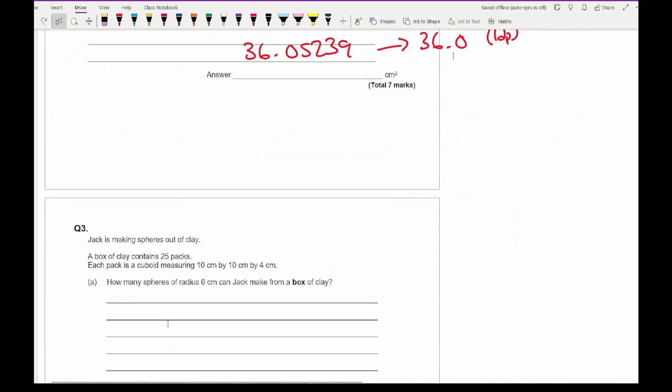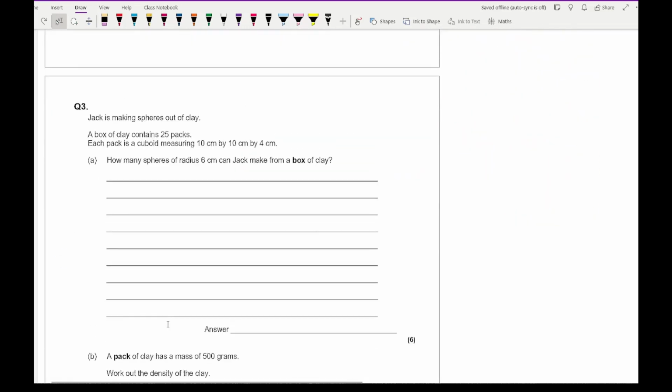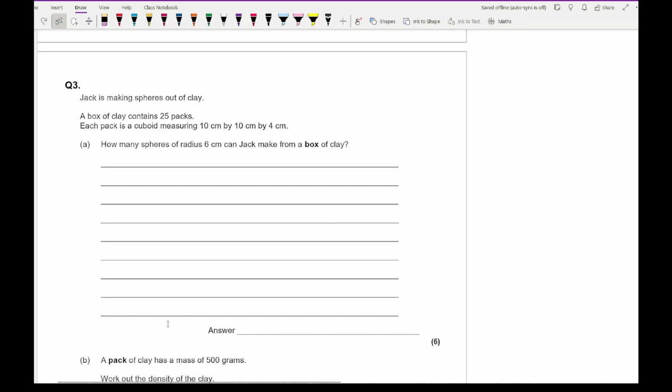Moving on to question 3, it says that Jack is making spheres out of clay. A box of clay contains 25 packs. Each pack is a cuboid measuring 10 by 10 by 4 centimeters. How many spheres of radius 6 centimeters can Jack make from one box of clay? So for this, I need to break this up into several sections.